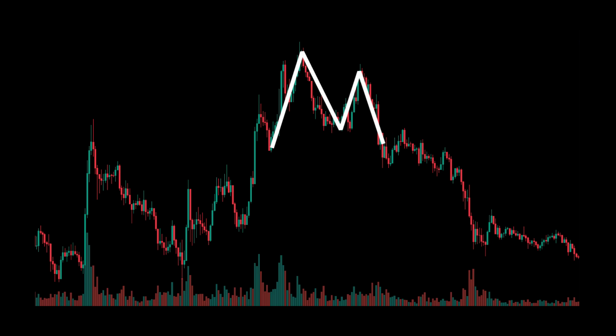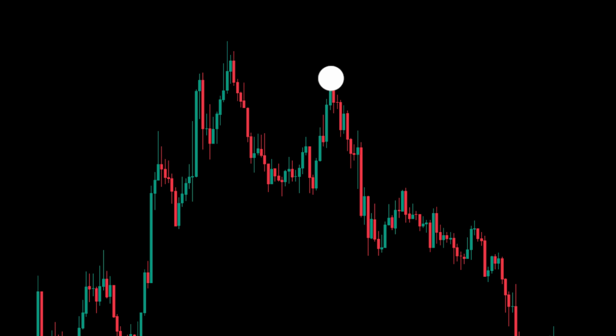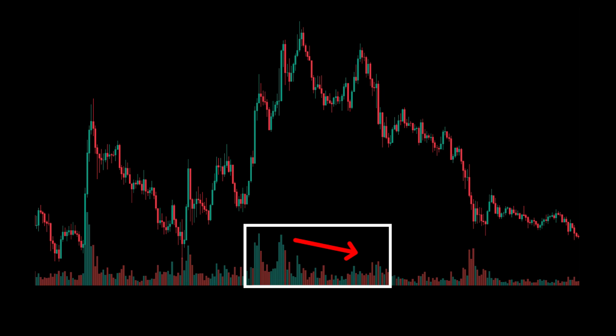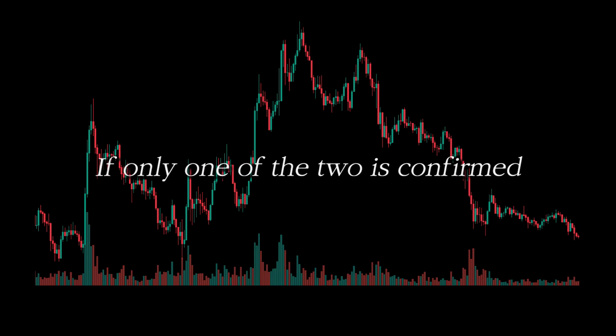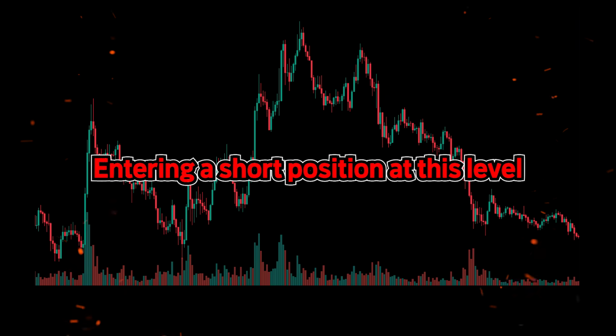Here's how it works for a double top. When price approaches the level of the first peak for the second time, watch for two things. First, look for a candle that shows indecision, a doji, or anything that wicks in both directions without committing to a move. Second, check if volume is noticeably lower than it was at the first peak. If you see one or both of those signals, you can enter short right at that level.